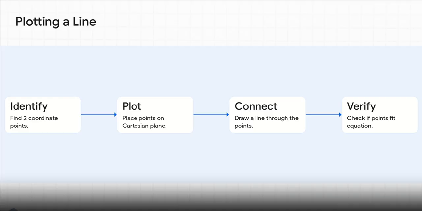Now, when we plot these coordinates onto a Cartesian plane and connect them with a ruler, they magically form a perfectly straight line. And the really incredible thing, absolutely any point you pick along that infinitely stretching line is guaranteed to perfectly satisfy the original equation. It's a perfect visual translation of the math.